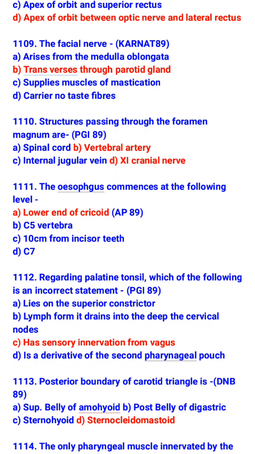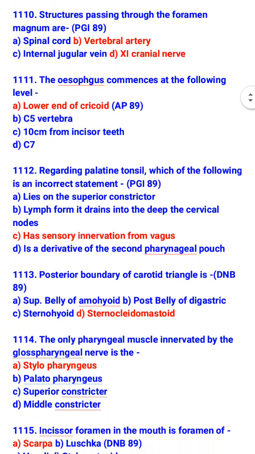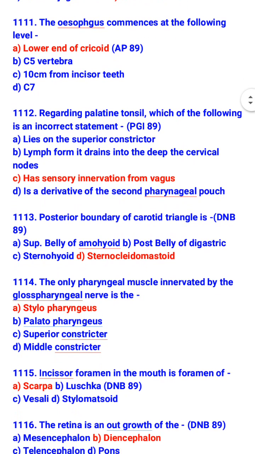Regarding palatine tonsil, which of the following is an incorrect statement? It has sensory innervation from vagus is incorrect. It lies on the superior constrictor. Lymph from it drains into the deep cervical nodes. It is a derivative of the second pharyngeal pouch.